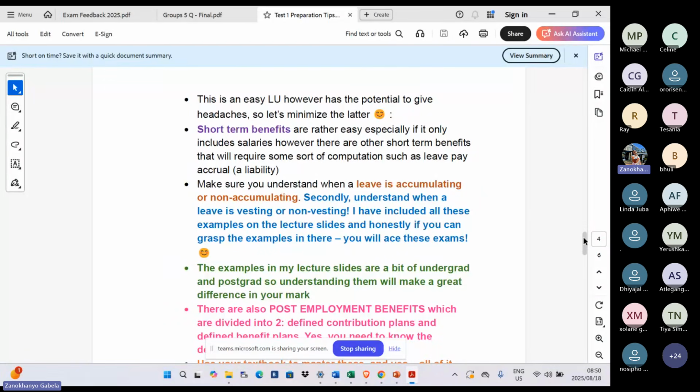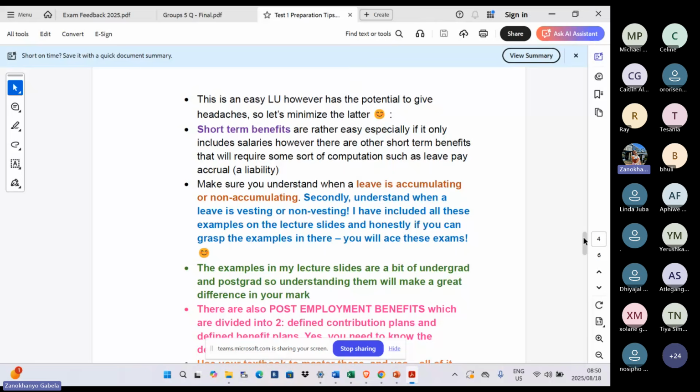So you will need to know whether this leave is accumulating or non-accumulating. And after knowing those, you also need to know, in terms of accumulating, whether it's vesting or non-vesting. Accumulating means that you can take it over. If you haven't used your leave in the current year, you can take it over to the next year of assessment. Non-accumulating, if you didn't use your current leave this year, then you forfeit it. You will never have it again.